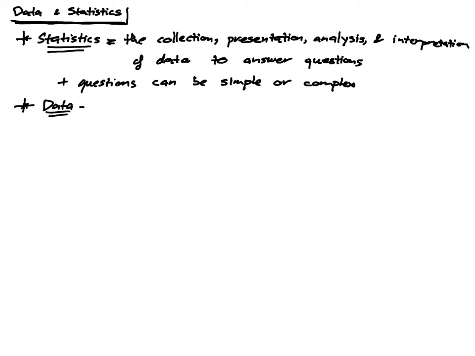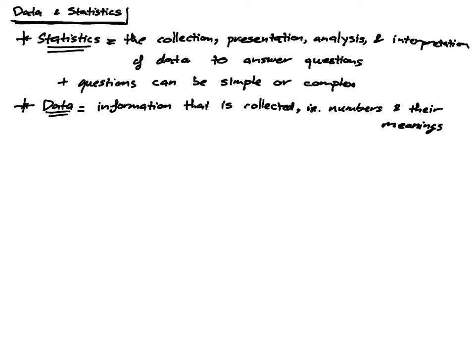Next, we define data. Data is just information that is collected. In other words, data is numbers and their meanings. So when you collect information, you not only want to get the numerical values, but you also want to get the meaning behind those values, right?